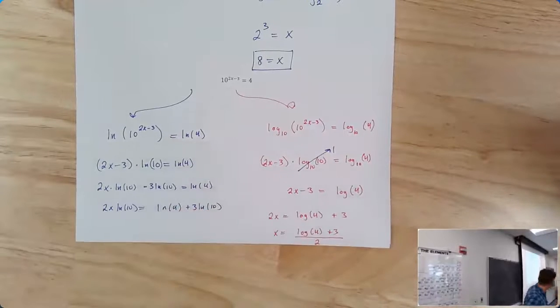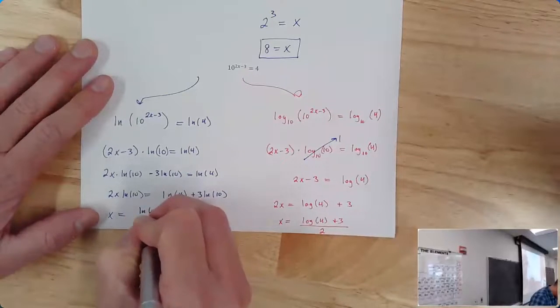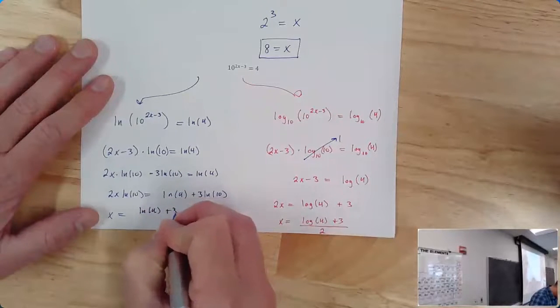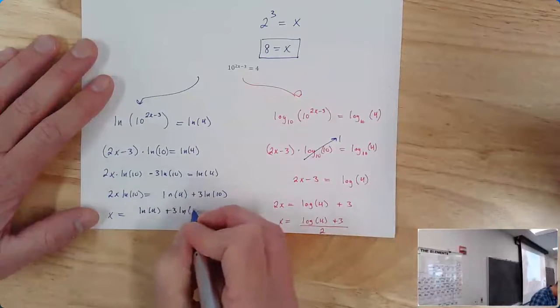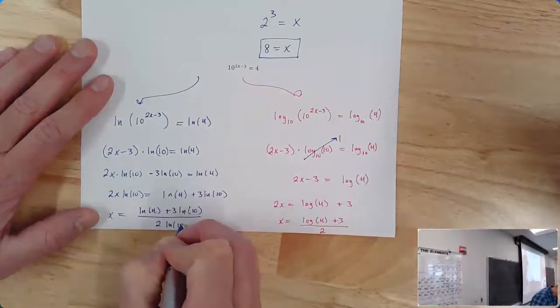Hearing things. So we have 2x natural log of 10 equal to natural log of 4 plus 3 natural log of 10. And then finally, we divide everything by 2 natural log of 10. So we're going to get x equal to the natural log of 4 plus 3 times the natural log of 10, all divided by 2 natural log of 10.